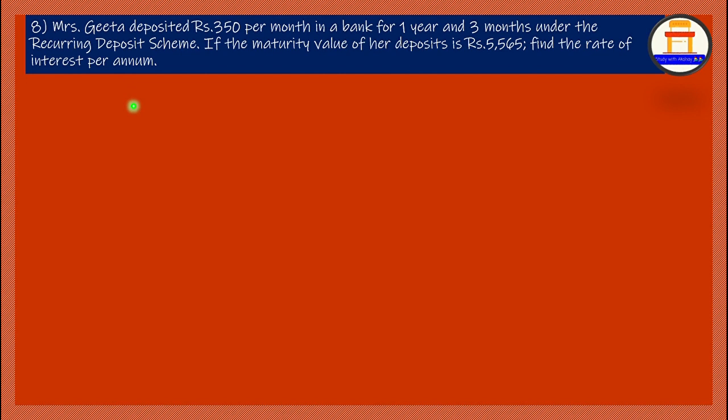So what is given for us is basically the principal amount, that is the monthly installment, given as 350 rupees, and the time is given as 1 year 3 months, and they have given us the maturity value, but the rate of interest is not given. So in this case we are going to find the rate of interest. Let's write down what is given first.